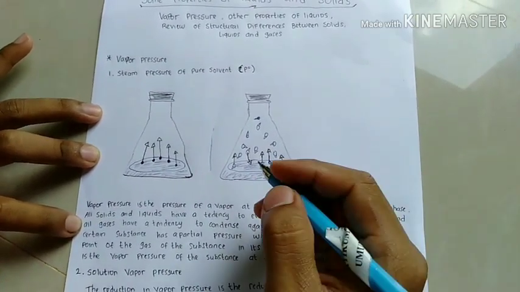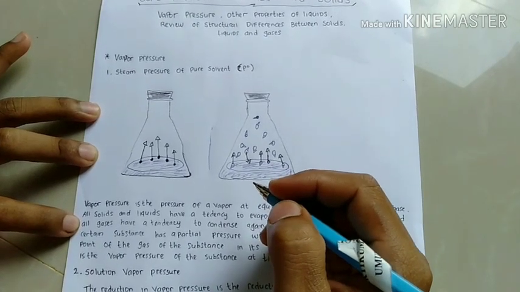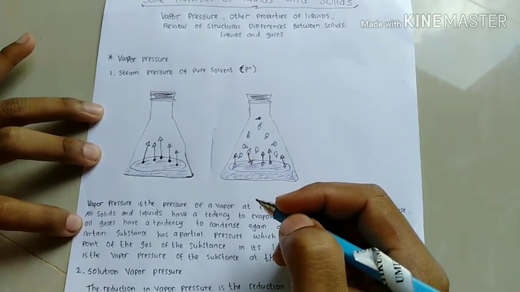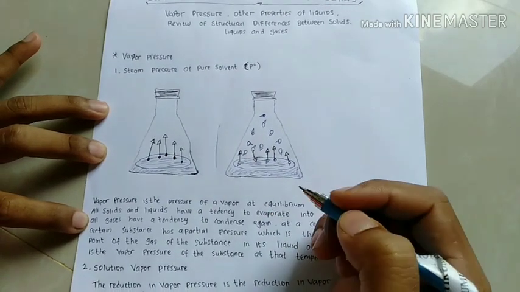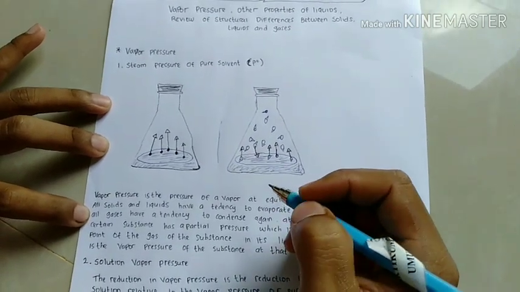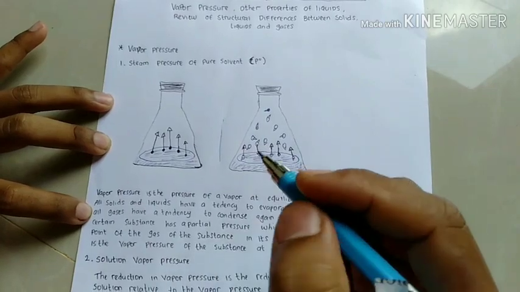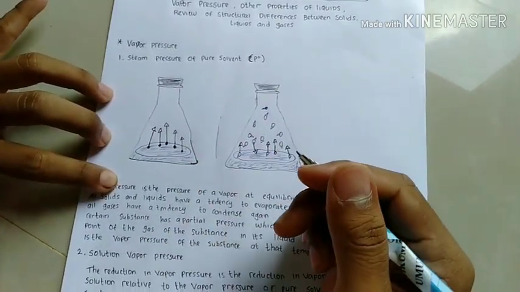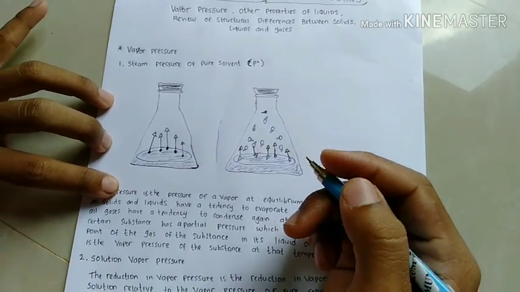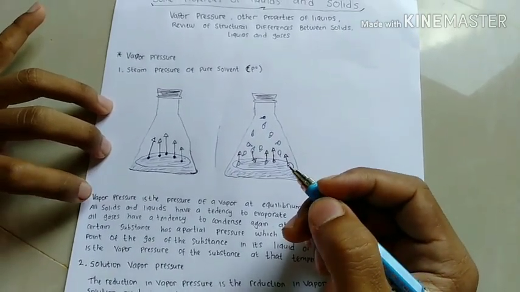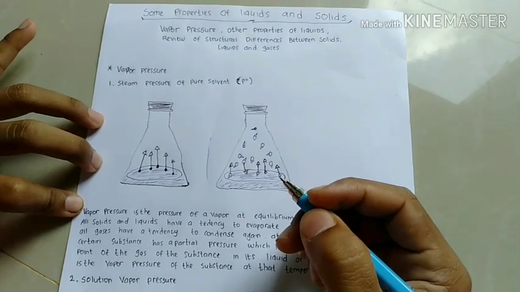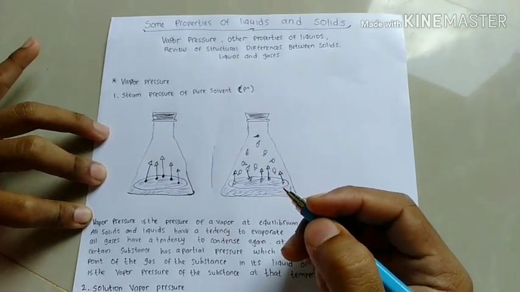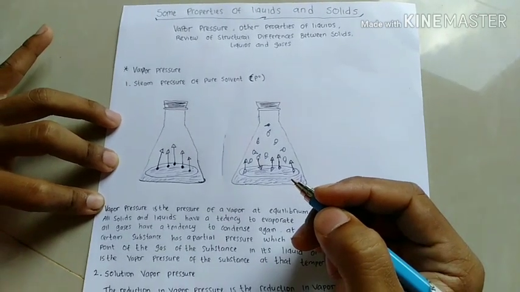After some time, the number of solvent particles escaping from the liquid phase to the gas phase is the same as the number of solvent particles in the gas phase trapped on the surface of the liquid phase. At a time like this, it can be said that dynamic equilibrium has been achieved.